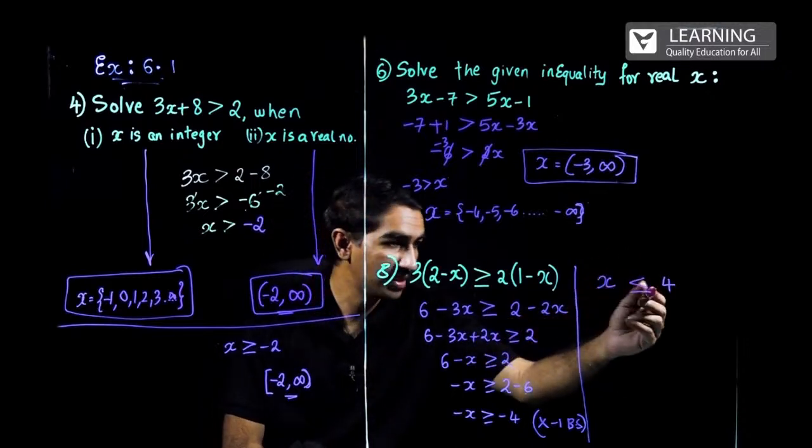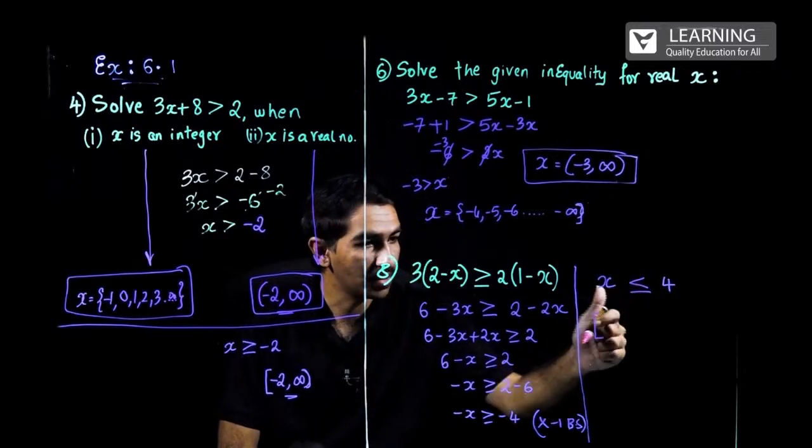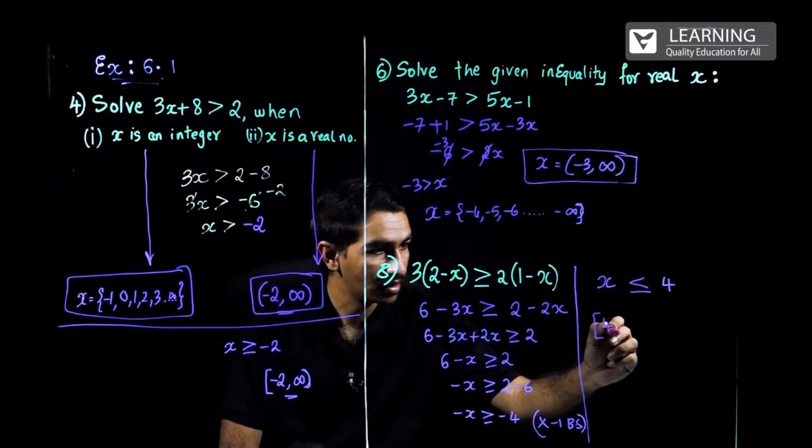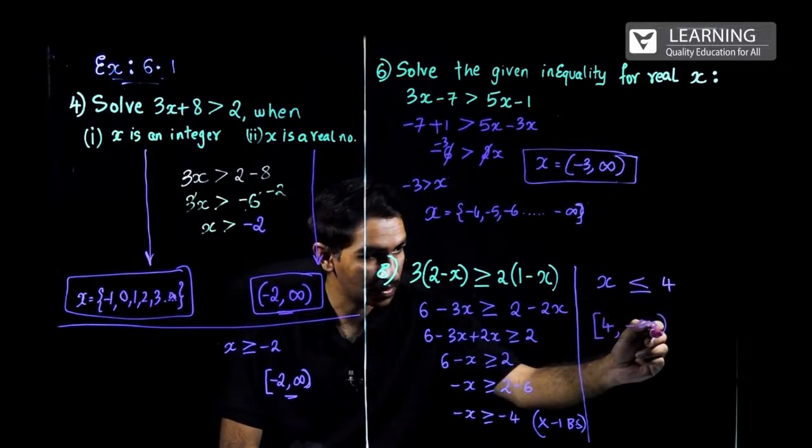Correct? So how do we write this in terms of brackets here? Square bracket means we are including 4, so (-∞, 4], with the open bracket at minus infinity.